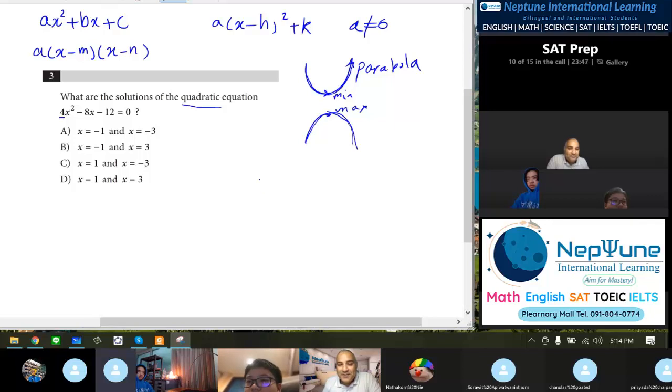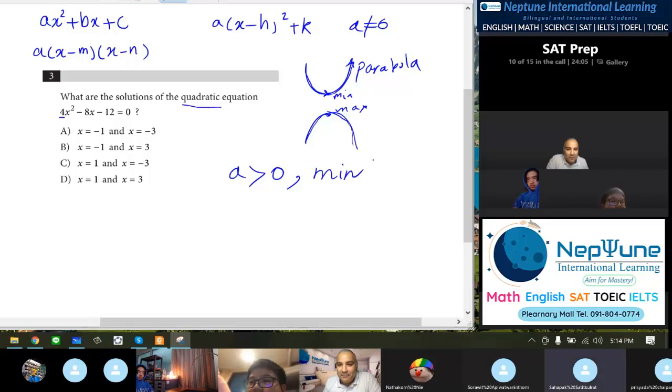Do you remember? If a is more than 0, which case do we get, minimum or maximum? Minimum, yeah. And if a is negative, a cannot be 0, if a is negative, you get a maximum. So in this case, I know that it's going to have a minimum because this 4 is positive. That's very good to know. And it's not related to this question. I'm just explaining the whole thing for quadratics, to back up.